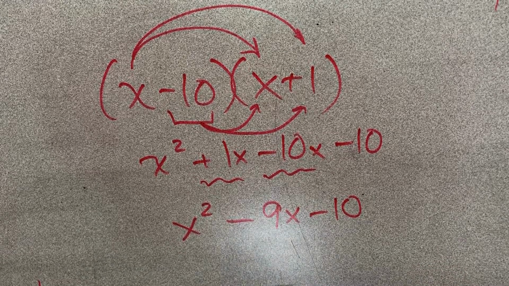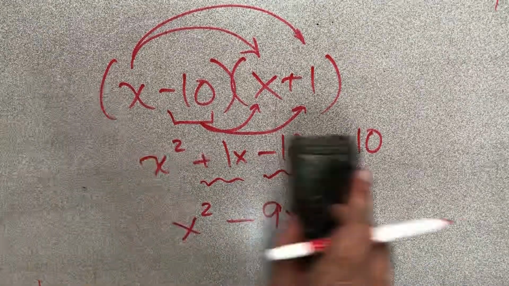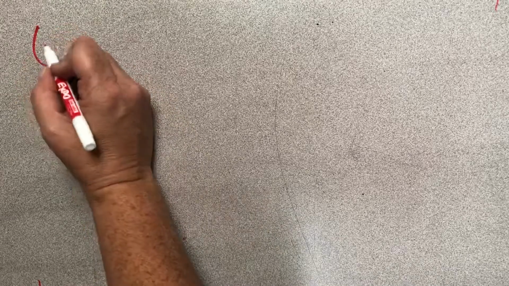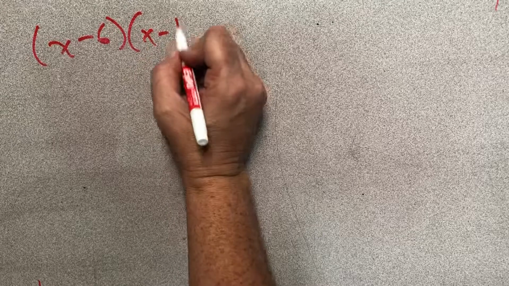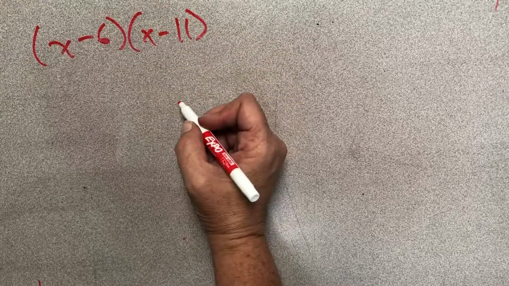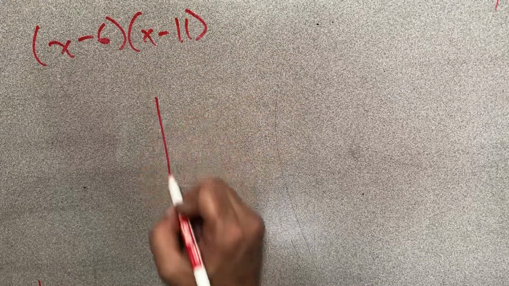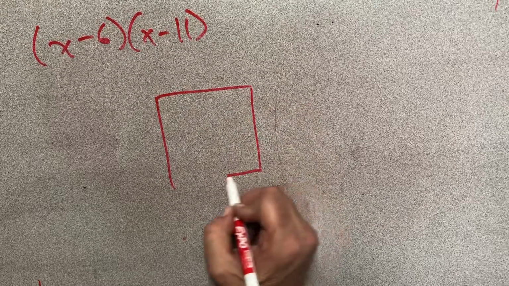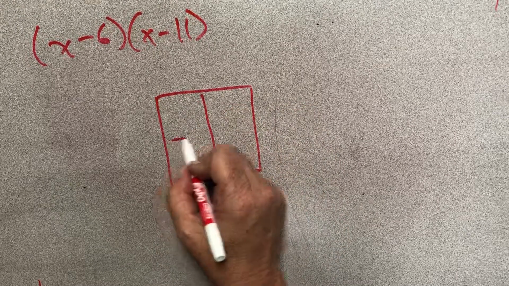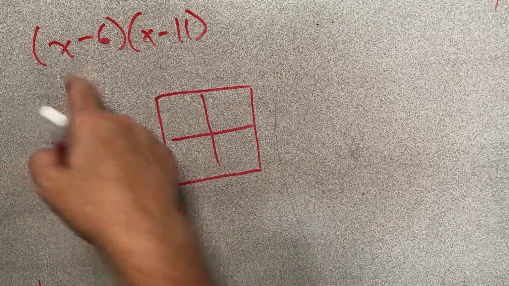So the next thing we looked at was the same three problems with a different method called box multiplication. And in our class, we're going to use both methods, and we're going to alternate back and forth between them. So in number 2, we had the same problem, x minus 6 times x minus 11. We're multiplying those, and we're going to use a box. So you're going to draw a box like so, and you put the first factor on top.